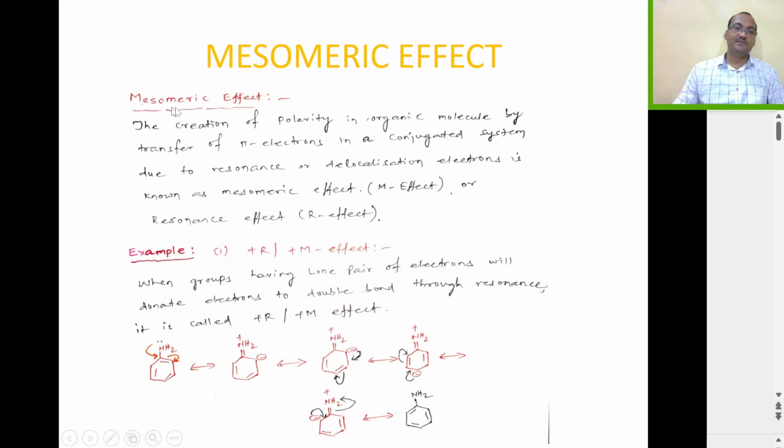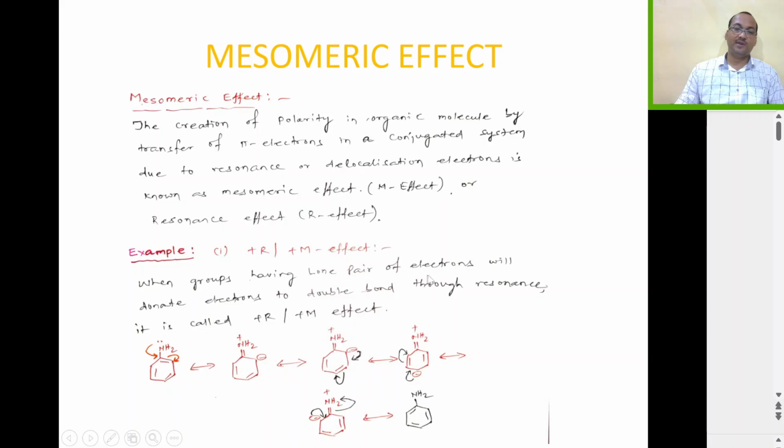Then let's talk about what is the mesomeric effect. The creation of a polarity in an organic molecule by transfer of pi electrons in a conjugated system due to resonance or delocalization of electrons is known as the mesomeric effect, or M effect, or resonance effect, called R effect. Next, plus R or plus M effect.